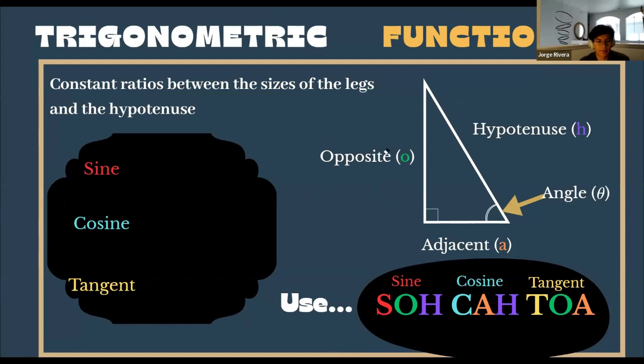All right, so trigonometric functions. So constant ratios between the sizes of the legs and the hypotenuse. Actually, no, this might be too abstract.